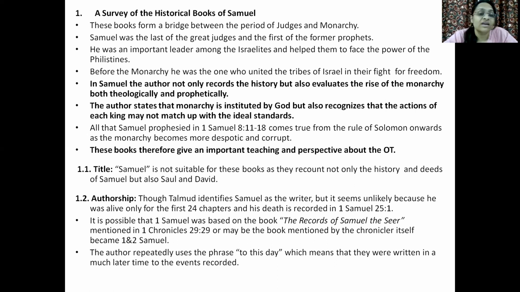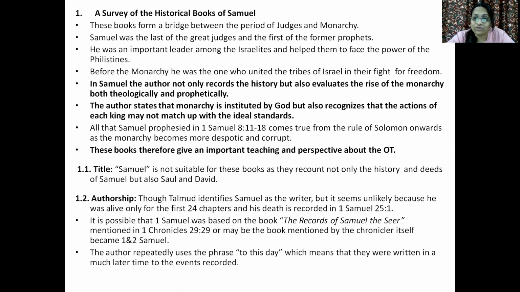So he was not the king, he was a prophet and the last judge. So he was leading the people politically, also, we can say, but he was not the king, because till that time, monarchy was not established. So we see that he was a person who actually united all the 12 tribes towards the end of the period of Judges.